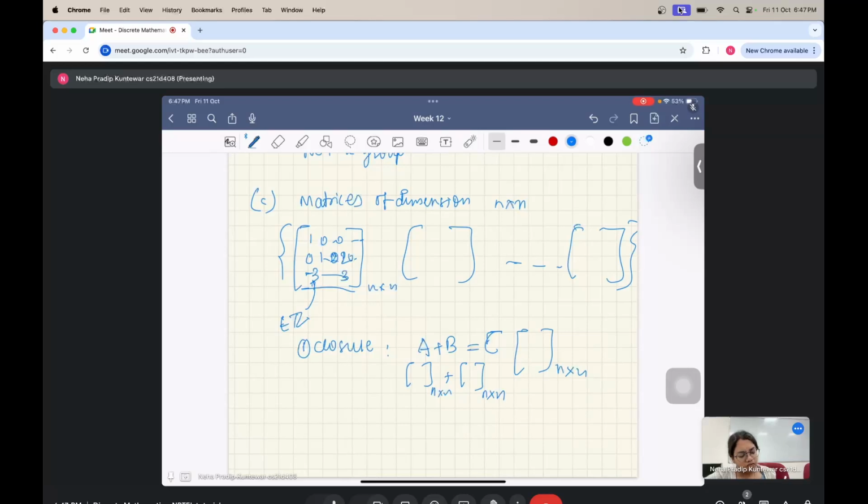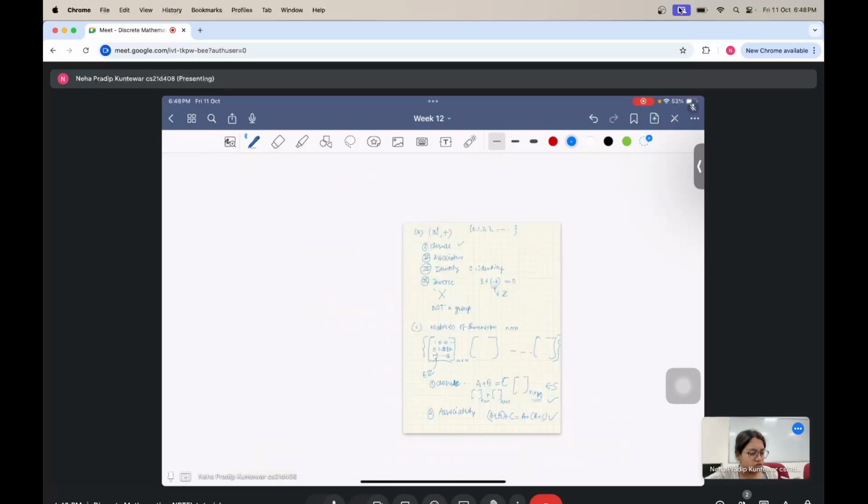If you add n cross n plus n cross n, that gives you an n cross n dimension matrix, which is again in the set S that you have. So closure is guaranteed. Let's ask about associativity, and this is something that we know from the property of matrices: if you add two matrices and then add the third one to it, that's the same as adding the other two and then summing it with A. So associativity is something that we already know.